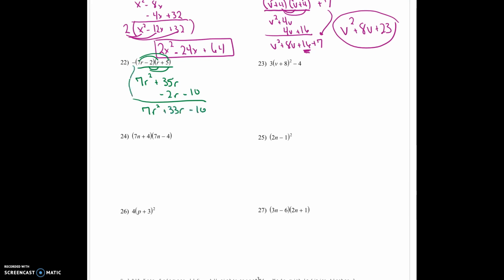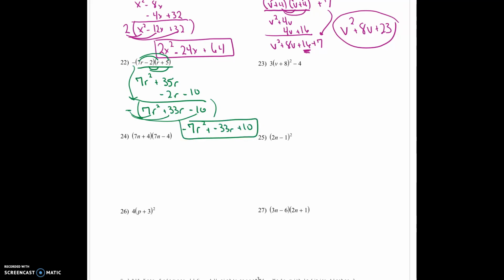And now the neighbor that hasn't met anybody yet, the negative, will come and meet everyone. So the negative will distribute to all 3, and my final answer will be negative 7r squared plus negative 33r plus 10.